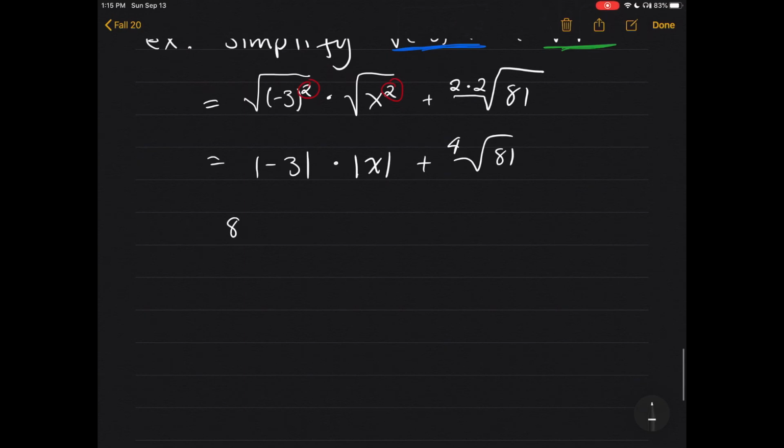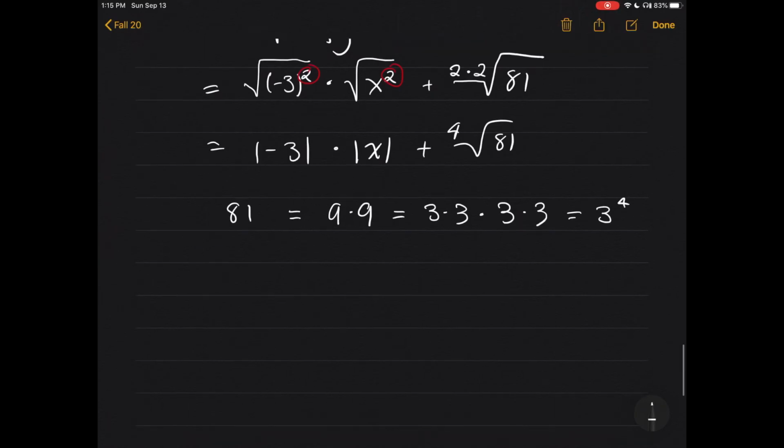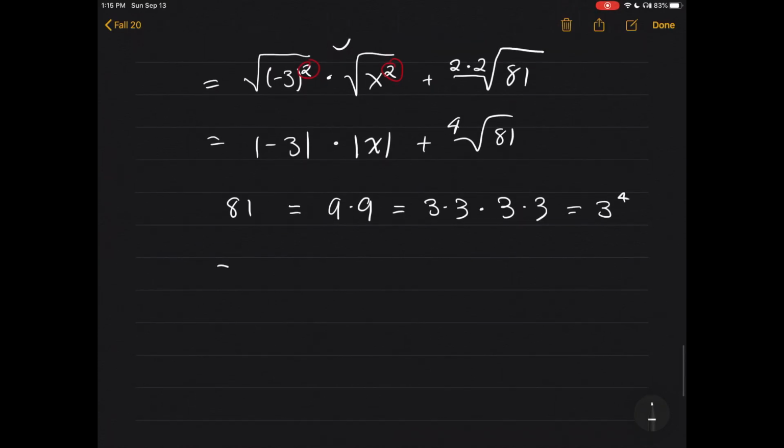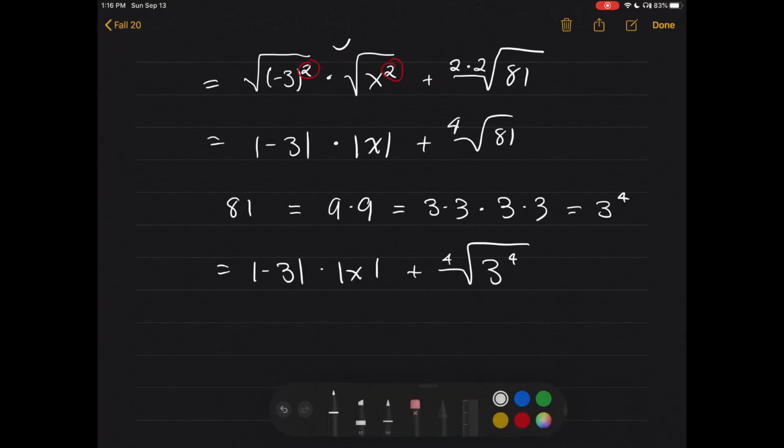Now 81, if you remember, is 9 times 9. And then 9 is 3 times 3, and then that's times 3 times 3. So it's 3 to the fourth. So 81 is 3 to the fourth power, which means that we can write this as absolute value of -3 times absolute value of x plus the fourth root of 3 to the fourth.